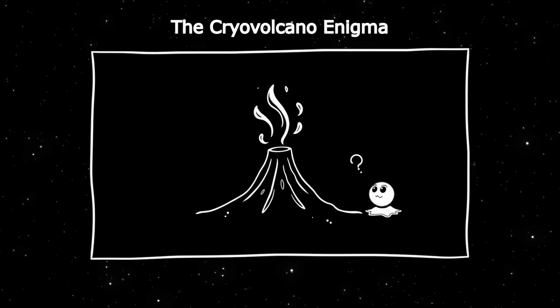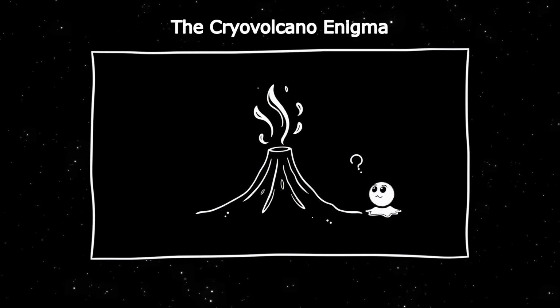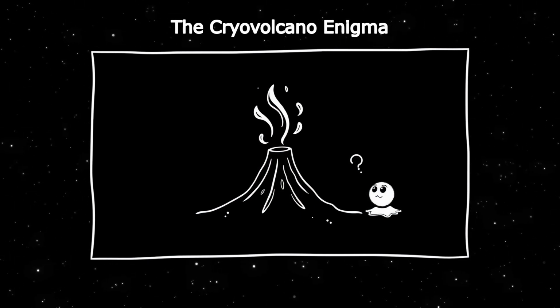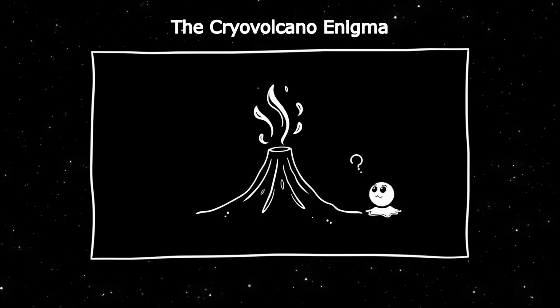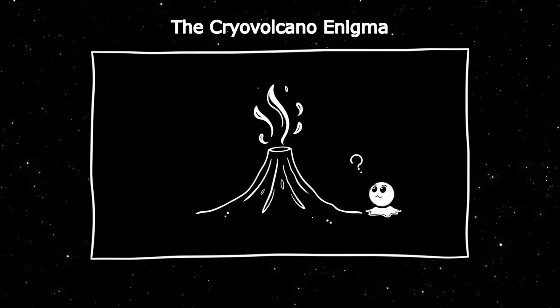The potential for geysers similar to those on Enceladus to exist on Europa could provide insights into its ocean and how it interacts with the surface. The concept of cryovolcanoes has undergone significant shifts as new data emerges from spacecraft missions.